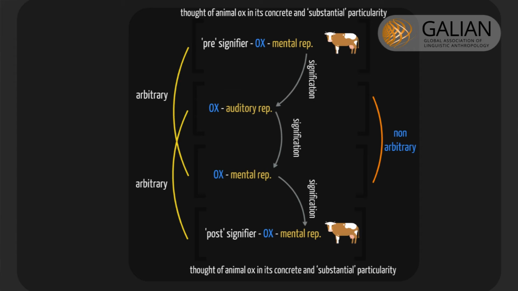So Saussure is telling us that the relationship between the auditory representation and the post-signifier, for example, is arbitrary, and also the relationship between the pre-signifier and the mental representation is also arbitrary. However, if we look at the top, the thought is of the animal ox in its concrete and substantial particularity, as it is at the bottom.